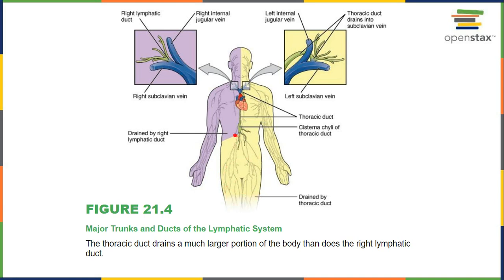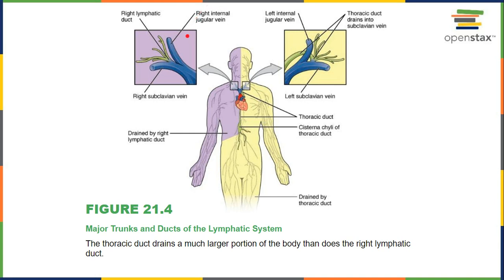So both legs, your abdomen, your right thorax, and your left thorax, and the left side of the head and the left arm. So everything on the left side of your body and below the diaphragm essentially is all going to be covered by this thoracic duct. And this thoracic duct just comes up and it dumps right into your left subclavian vein, and then that is circulated around through your body as part of your blood.